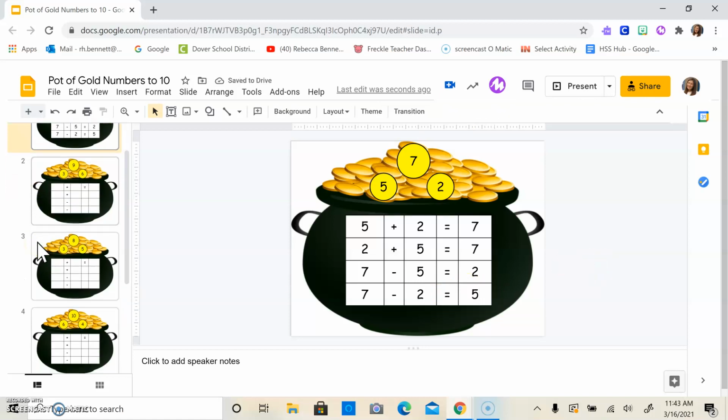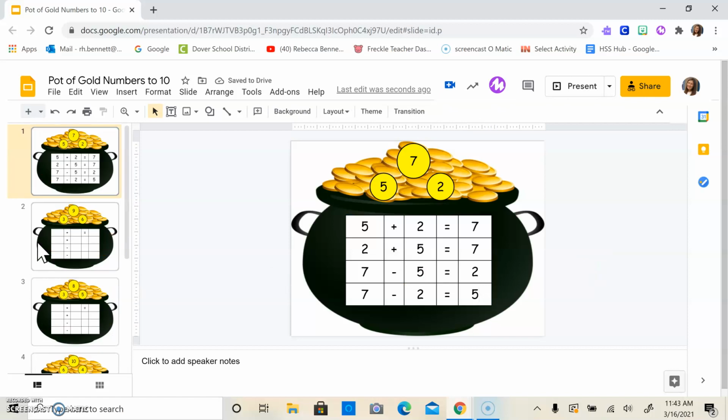Okay, mathematicians, see if you can fill in the rest of our fact family pots of gold, either with numbers to 10, numbers to 40, or our super challenge slides.